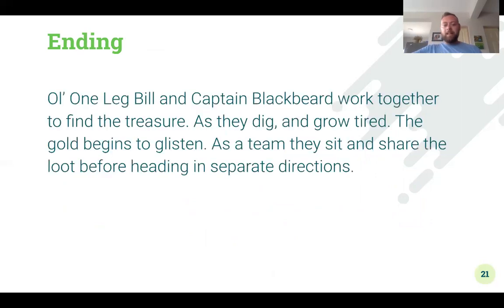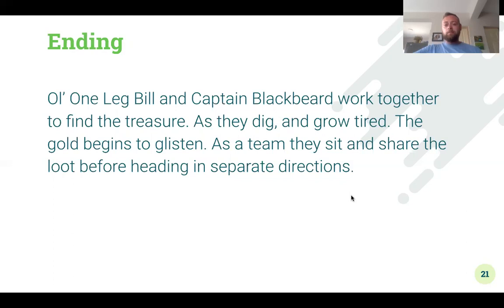Old One-Legged Bill and Captain Blackbeard work together to find the treasure. As they dig and grow tired, the gold begins to glisten. As a team, they sit and they share the loot before heading in separate directions. So what can my moral be here? What lesson do you think they've learned? Well, I think it's about being cooperative, and I think it's about working as a team. And I think it's about being generous and sharing.